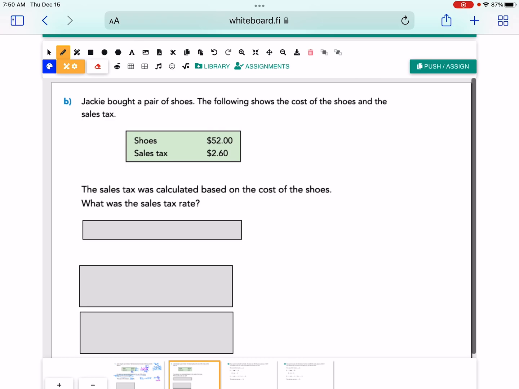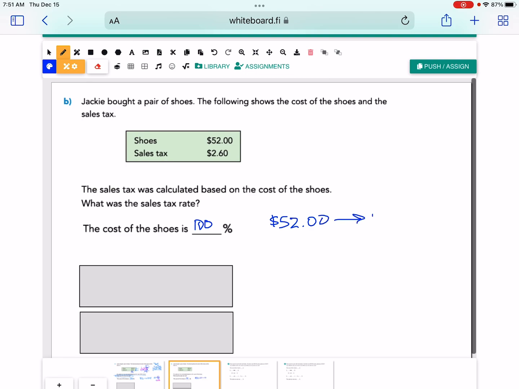Well, as we said, the cost of the shoes is the base. So the cost of the shoes is 100%. And that means that $52 is 100%. And then the book asks, so how much is $1? What percent is $1?